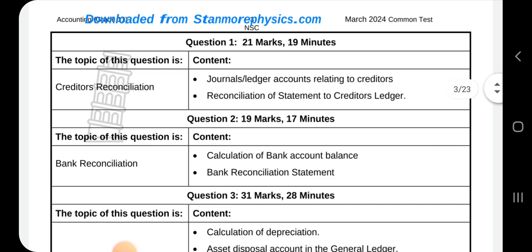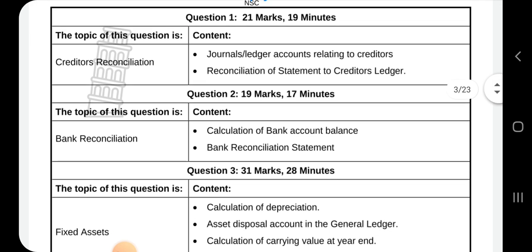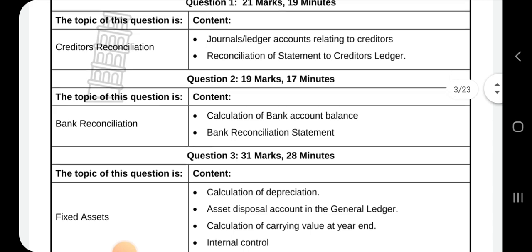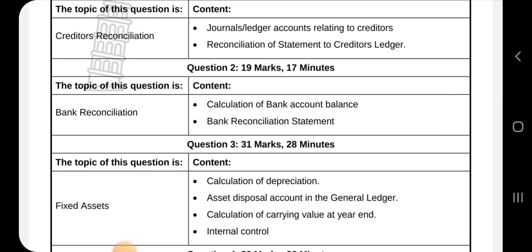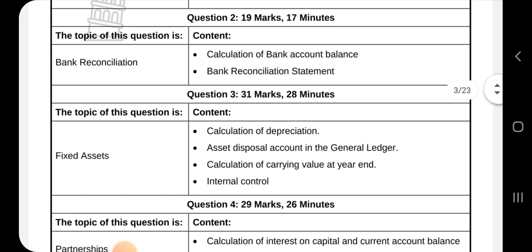So here we have question 1. The topic in this question is creditors reconciliation, journals, ledger accounts relating to creditors, and reconciliation of a statement to creditors ledger. And then for question 2, you're expected to take 19 minutes on this question. It's fairly easy. Creditors reconciliation is the easiest topic, and then we have bank reconciliation. It's 17. With regards to this one, just put whatever you need to put where it's supposed to be. Okay, so you don't have to stress yourself. Analyze the transaction and enter it where it's supposed to be.